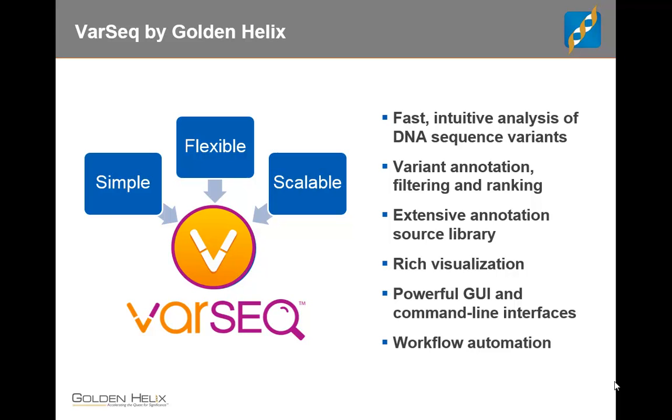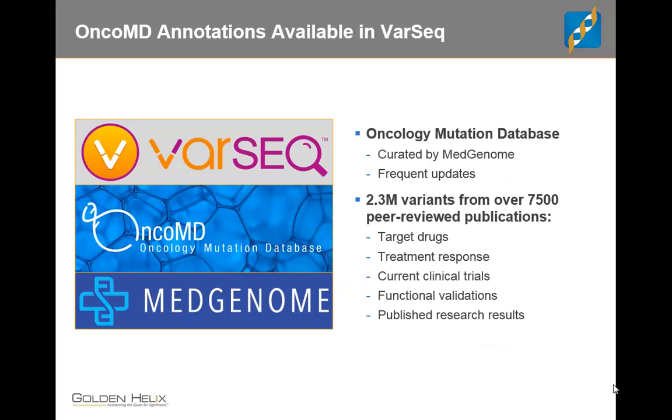Among its many features, VarSeq provides an extensive library of carefully maintained public annotation sources to provide doctors and scientists with the information necessary to interpret variants. The Oncology Mutation Database, or OncoMD, is a repository of cancer genomics data curated by MedGenome. OncoMD is frequently updated and currently contains information about more than 2 million variants gathered from over 7,000 peer-reviewed publications.